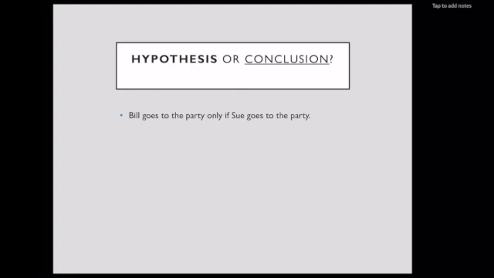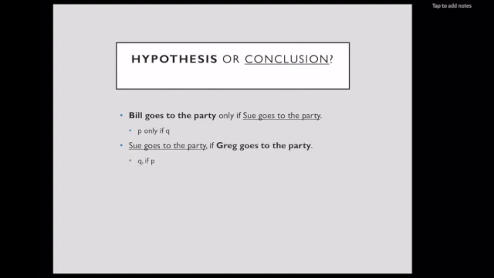Bill goes to the party only if Sue goes to the party. Okay, so Bill goes to the party is our hypothesis, and Sue goes to the party is our conclusion. This is written P only if Q. Next, Sue goes to the party if Greg goes to the party. This is a little different. This is Q if P. That means that our hypothesis is Greg goes to the party, see they're bolded, and our conclusion is underlined.